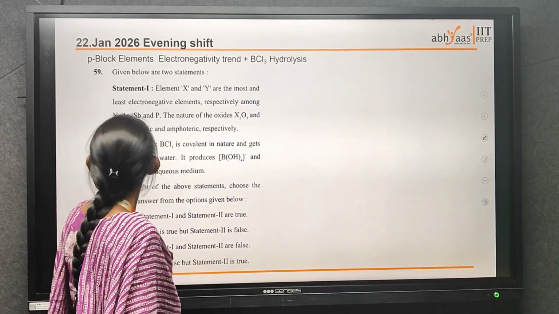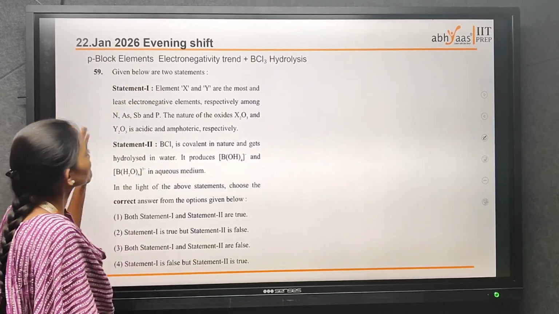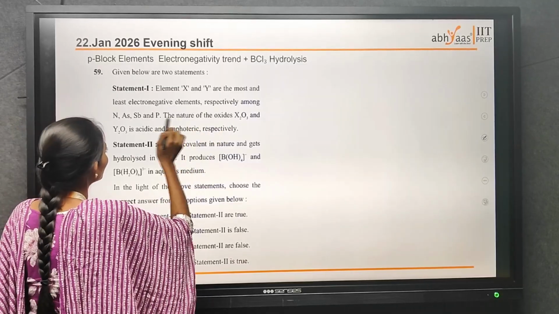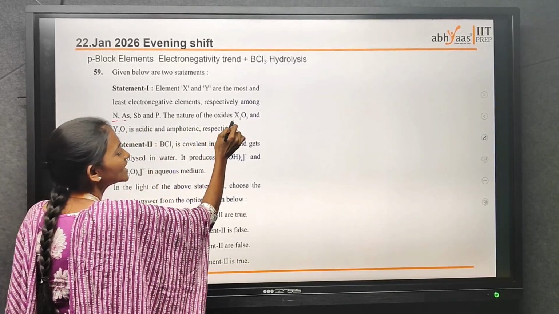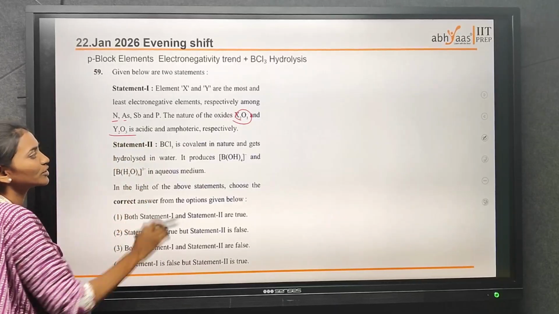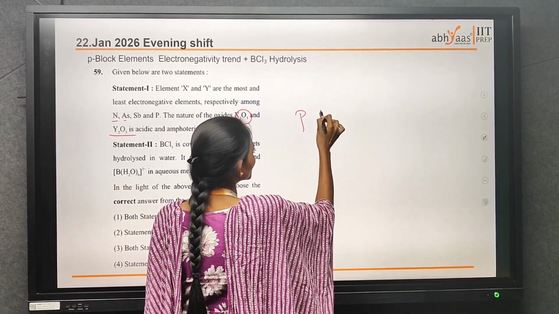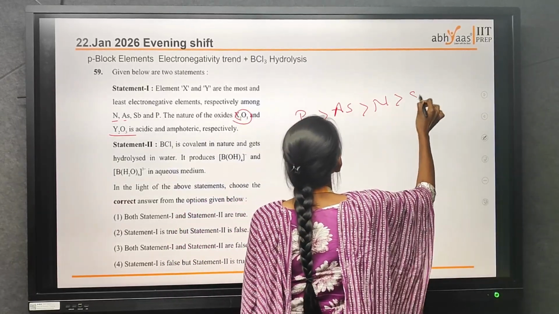And moving on to the next question, which is from p block elements. They are asking about the trends, Nana. See, statement 1. Elements X and Y are the most and least electronegative elements respectively. Nitrogen, arsenic, antimony and phosphorus. The nature of oxides X2O3 and Y2O3 are acidic and amphoteric respectively. See here, we have phosphorus and arsenic, nitrogen and antimony, right?